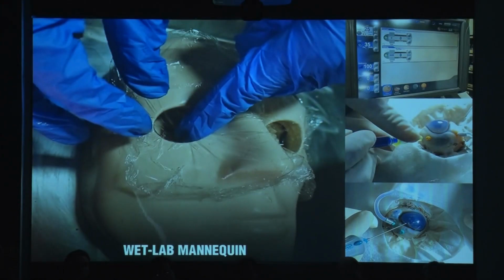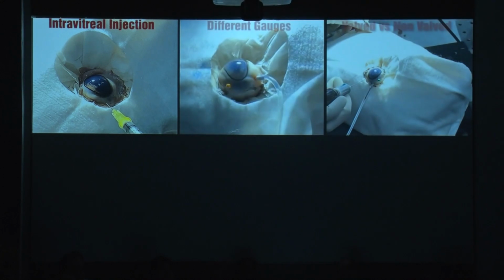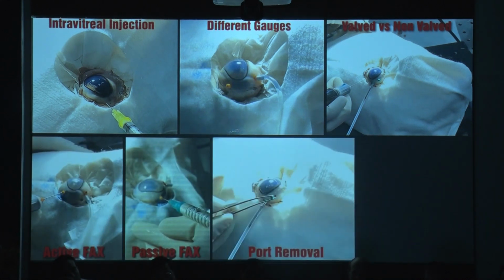We conducted our experiments on enucleated goat eye with vitreous being stained with brilliant blue and used an Alcon Constellation system for vitrectomy. Aerosol generation was ascertained for intravitreal injections, different gauges of trocars and cannulas, valve versus non-valve cannula for lensectomy and vitrectomy, passive and active fluid air exchange, removal of cannulas and suturing.